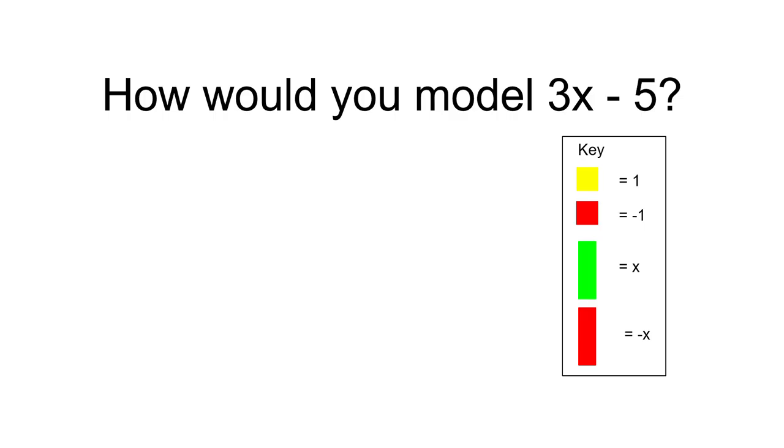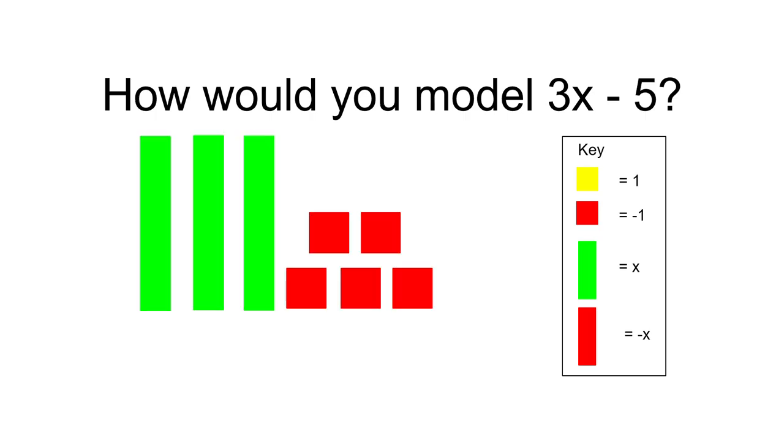Now let's model 3x minus 5. First of all, 3x would just be 3 green rectangles, and minus 5 is the same thing as adding on negative 5. So notice this says minus 5, and I've got 5 red tiles because negative 5 is the same thing as minus 5.